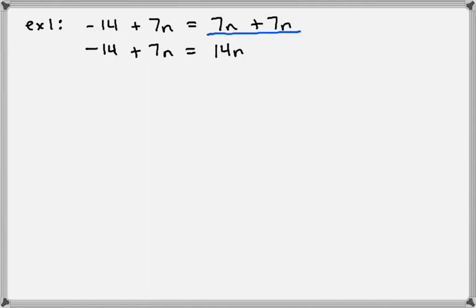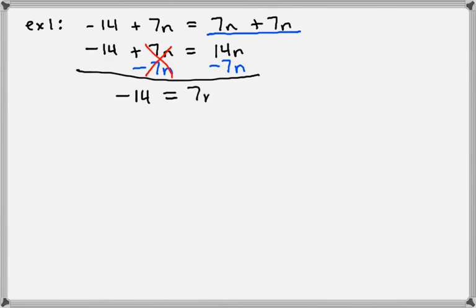Step 2 told us to get all the variables on one side of the equal sign. It does not matter what side you send the variables to. I like to keep the coefficient positive, so I am going to move this positive 7n over by subtracting 7n on both sides. When we do that, the 7n minus 7n cancels, so on the left we just have a negative 14 is equal to 14n minus 7n gives us 7n.